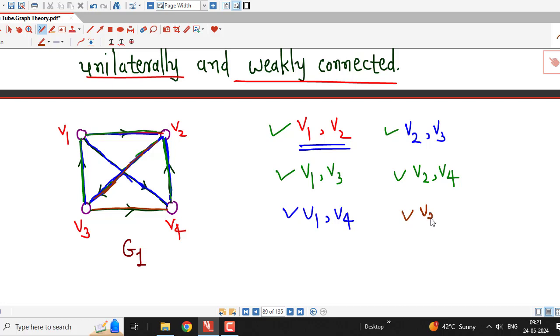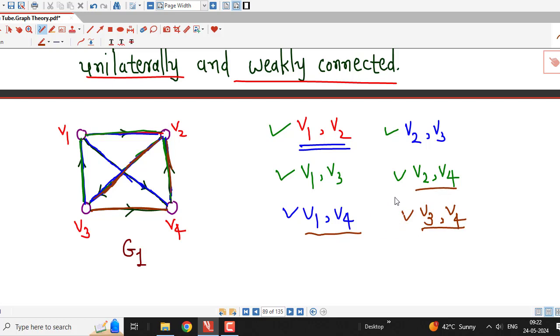Then we have to check for V3 and V1, V3 and V2, and then V3 and V4. So along this path V4 is reachable from V3, and V3 is reachable from V4 along this path. If we go from V4 along this path, we are able to reach V3. That is, V3 and V4 are reachable from each other. And with V4 I have V1, V2 and V3.